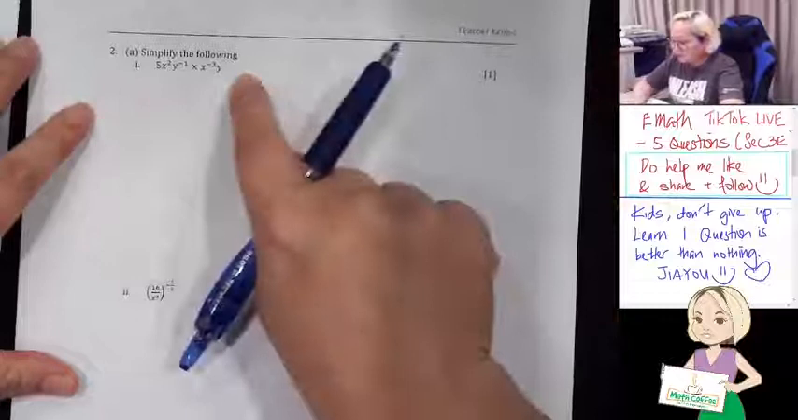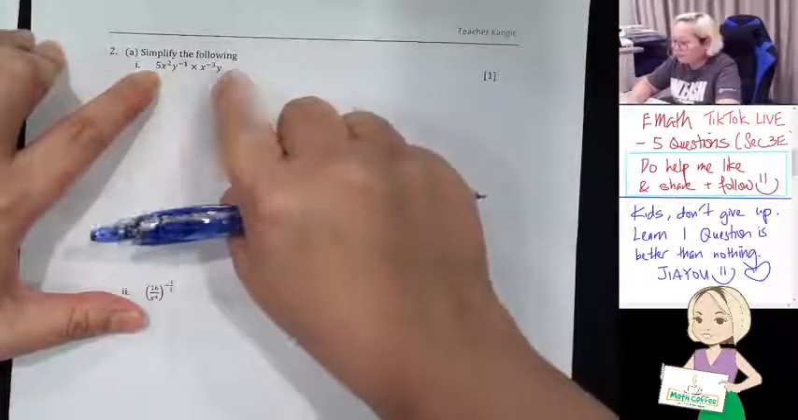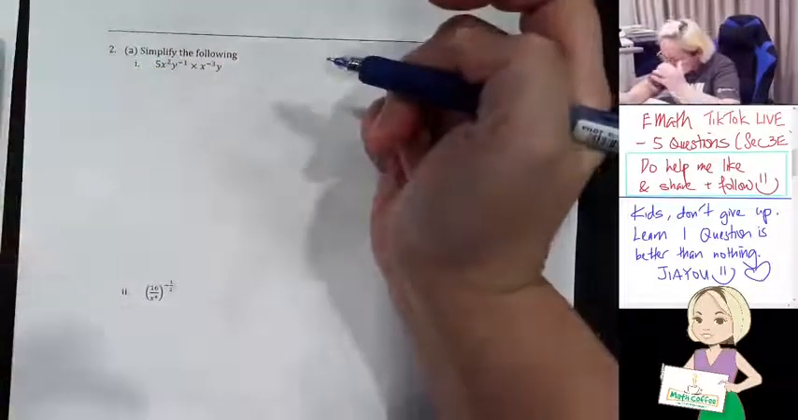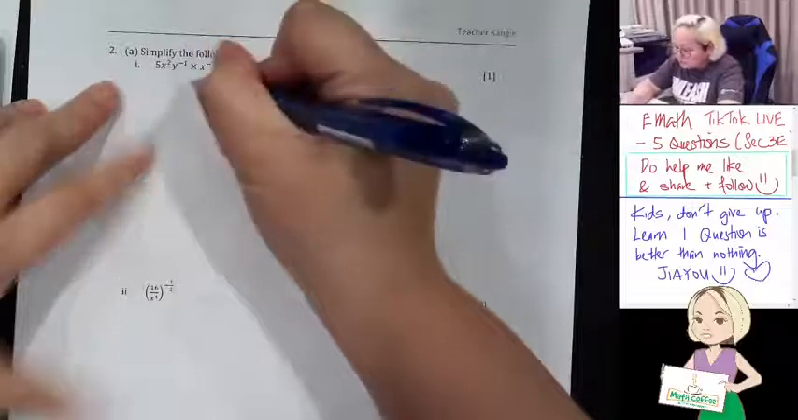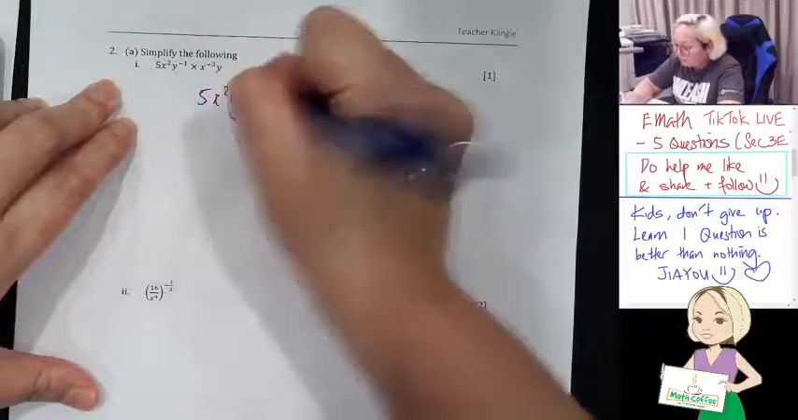So over here, let's take a look. So this is multiply. So 5 times something, nothing, right? Actually, it's just 5 times 1. Okay, so 5 times 1, so it's just equals to, I'm going to just write the question.